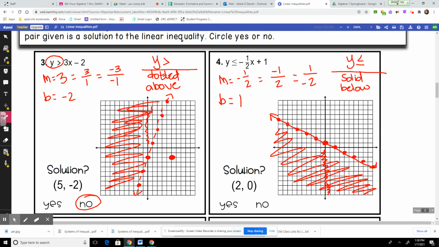Is the ordered pair 2, 0 a solution? The ordered pair 2, 0 is this point here. Does that point lie in the shaded region or on a solid line? Yes, it lies on the solid line at 2, 0, so it is a solution. It's on the solid line.